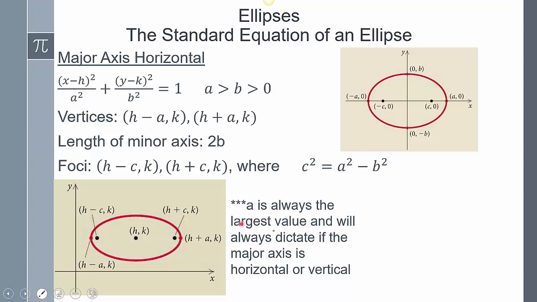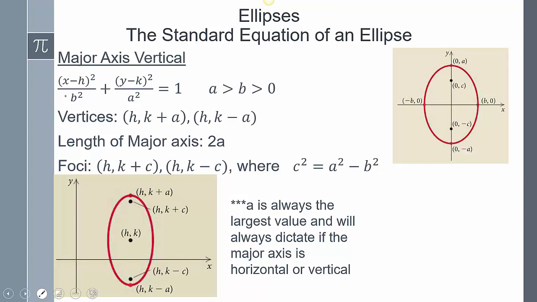Just remember, a is always the largest value, and it will always dictate whether the major axis is vertical or horizontal. So in this case, a squared, the largest value, is under my x portion, and that's why my major axis is horizontal. Contrast that to the major axis being vertical. My a squared is now under the y portion. And so that's why I'm now adding and subtracting my a on the k, and I'm adding and subtracting my c on the k. My equation to find what my c is going to be is the same thing.